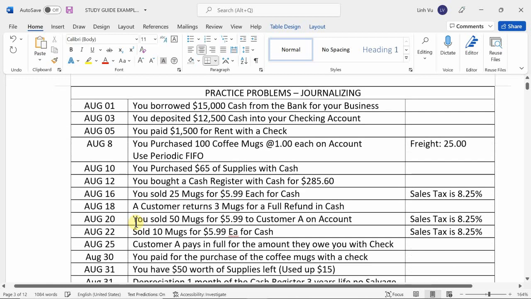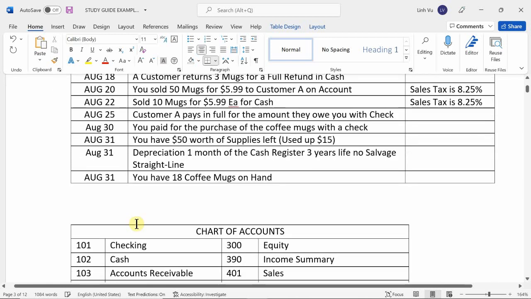Next question. Second to last, August 31st: depreciate 1 month's worth of the cash register, because the cash register has a 3-year lifespan, no salvage value, and we're going to use straight line. I'm going to go all the way down to the bottom of my page to see my depreciation table.